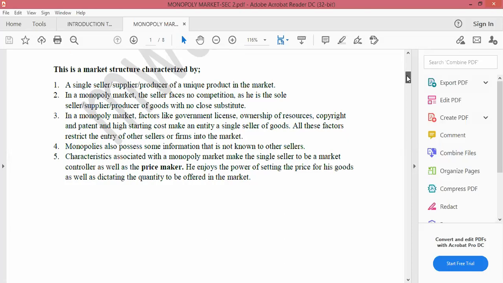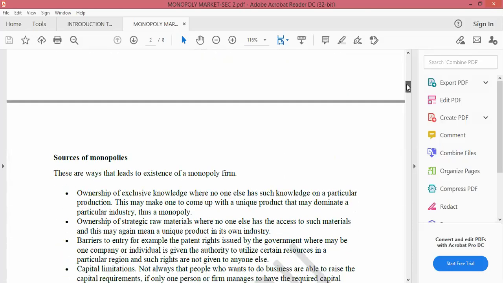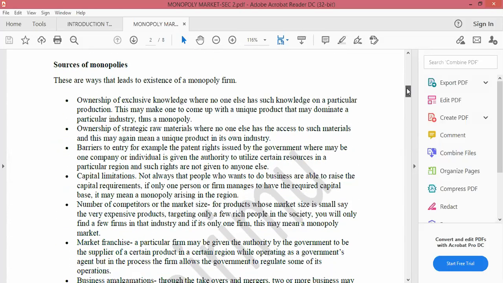So those are basically the main features outlining what a monopoly is. Of course, we have said it could be a buyer, a seller, sorry, a supplier, or even a producer of a commodity where there is no competition, meaning no close substitute within that region. There's no close substitute of such a product in the region.